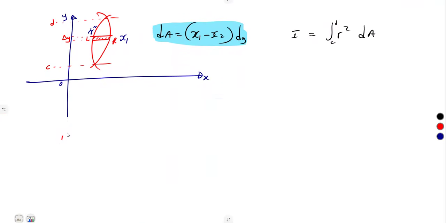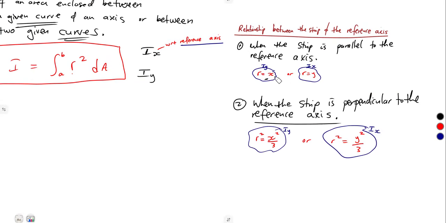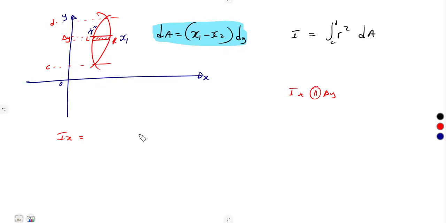So we are going to consider just like before. Let's consider with respect to x. Ix is going to be equal to what? You consider Ix, that is, the reference axis is the x-axis. The representative strip and the x-axis, they are what to each other? They are parallel. So Ix and the strip of y, these two, they are parallel. So when they are parallel, it affects our r. So r is equal to what? R is equal to y, since you're calculating for x.